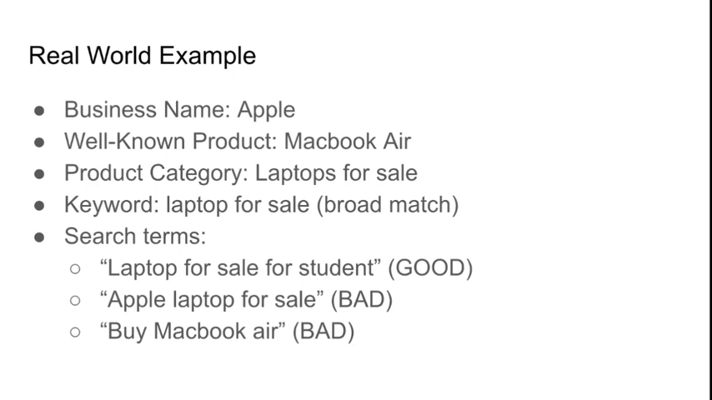And so the example search terms you might see, things like laptop for sale for student, MacBook Air is good for students. So if someone's searching laptop for sale for student, it's a great fit. But from the perspective of the problem we're addressing in today's video, which is branded terms and product brands, or well-known product names coming into your search terms and having an artificial impact on performance, and I'll come to that shortly, you might see terms come through like Apple laptop for sale or buy MacBook Air, and these are bad.